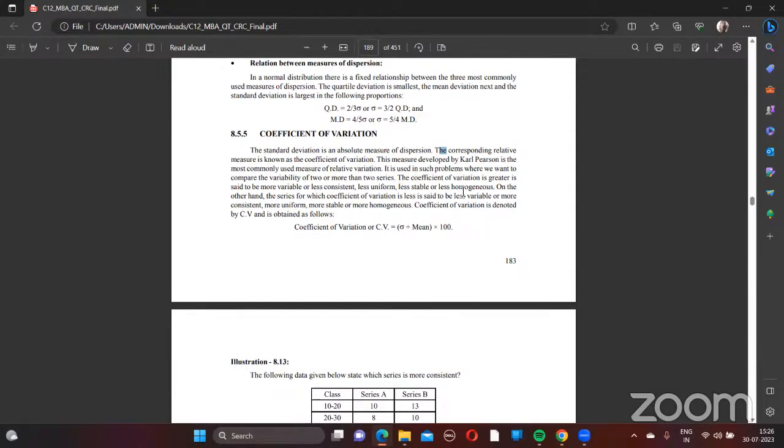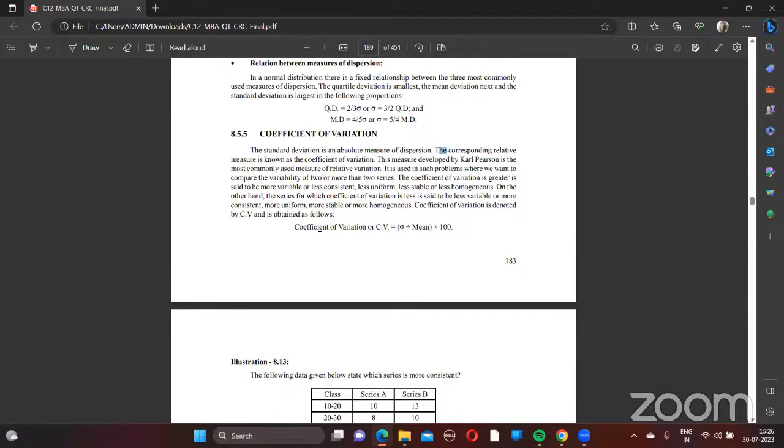Here the series for which the coefficient of variation is greater is said to be more variable or less consistent or less uniform, less stable or less homogeneous. On the other hand, the series for which the coefficient of variation is less is said to be less variable or more consistent. So more uniform, more stable or more homogeneous.